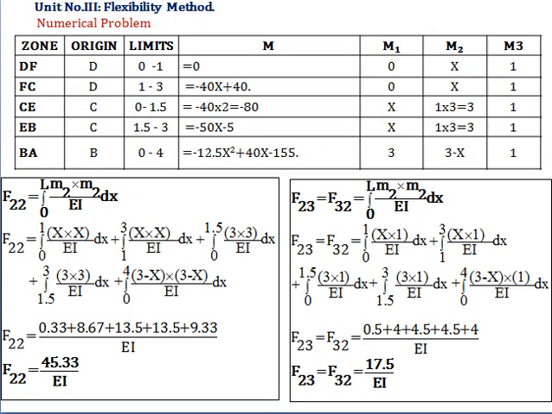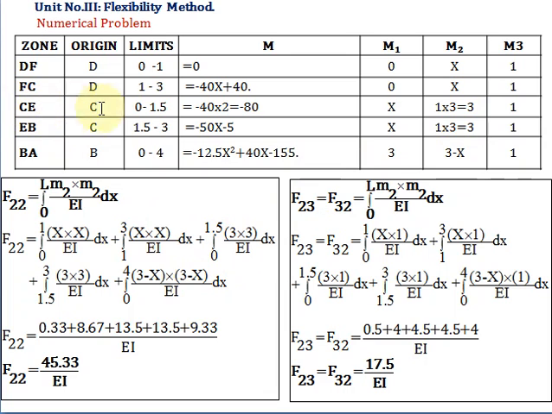Okay. So in this way we have found out the three coefficients. So the next coefficient is f22. So here m2 should be multiplied by m2. So f22 equal to integration 0 to L, m2 into m2 upon EI into dx. So the m2 column will be multiplied by the m2 column here only. So for the first zone DF, the limit is 0 to 1, x multiplied by x. Then for the next zone FC, the limit is 1 to 3, x multiplied by x upon EI.